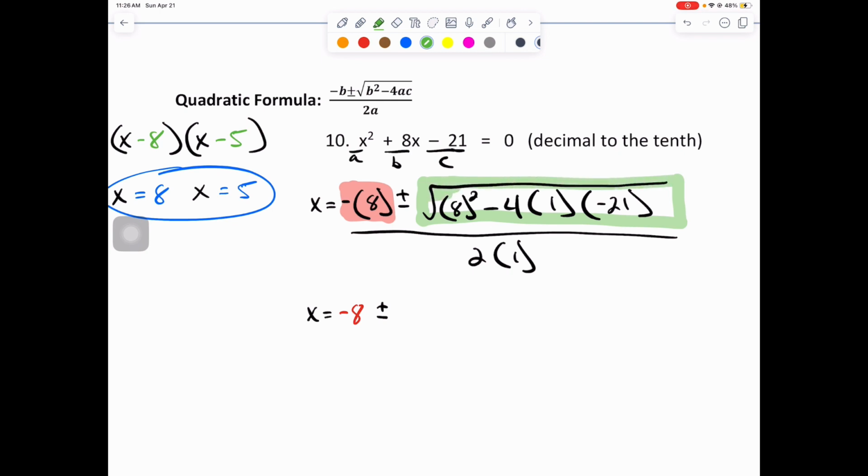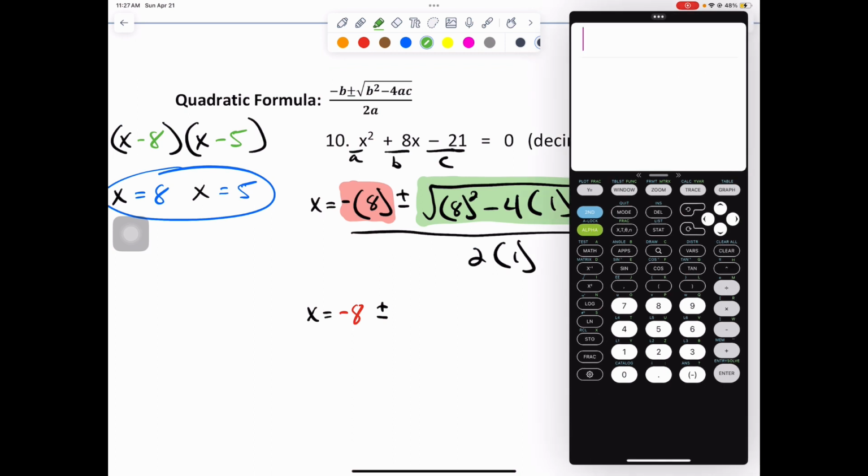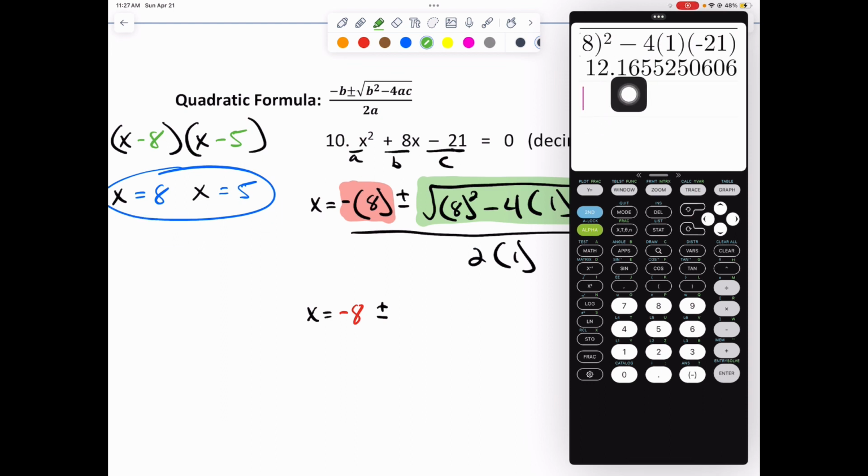All right. So let's go ahead and just highlight that. And when you see that radical highlighted as well, yes, that does mean to go ahead and enter that into our calculator as so. Second, x squared, open, 8, close, x squared, -4, open, 1, close, open, negative 21, close, hit enter. What do we get? 12.1655. Oh my goodness, we have a decimal, but good news is it wants it to the decimal.